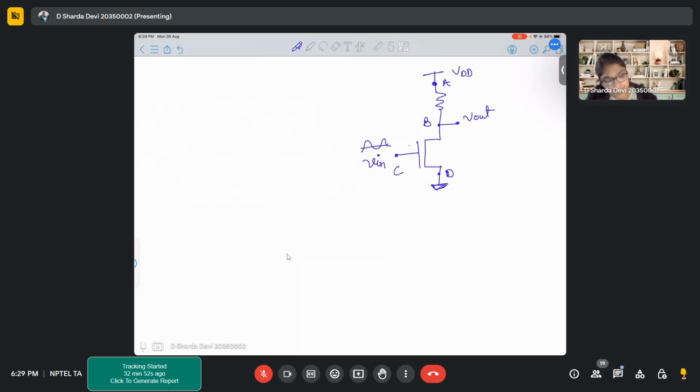Now, when I'm applying my sinusoid to, let's say, this gate node C, my question is, out of these four nodes, how many nodes can have an AC component in them? Where all can you see AC? Definitely we'll see an AC component at B, right? Because it is a floating node, it can have an AC component. What about A? Will A see any AC component in it? No. It will be only DC, VDD. So this is an only DC node, whereas your Vout is an AC plus DC node. Here you will have both AC as well as DC values.